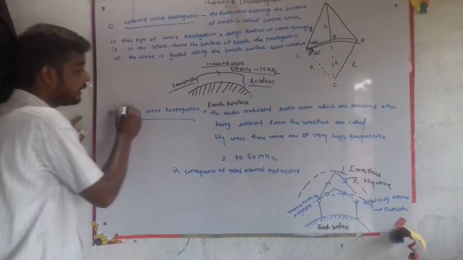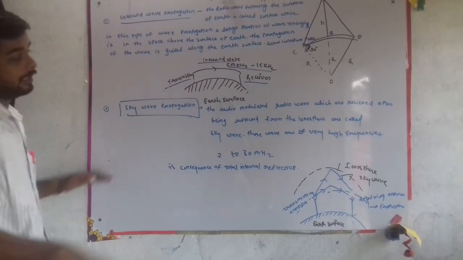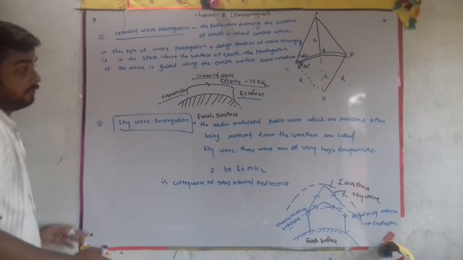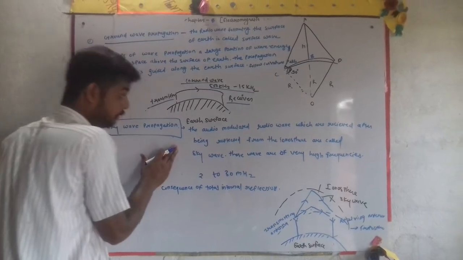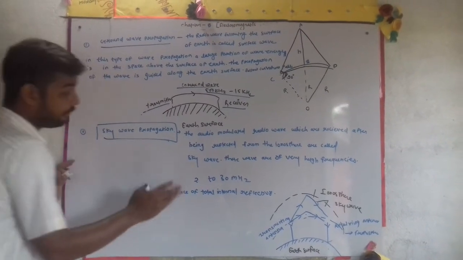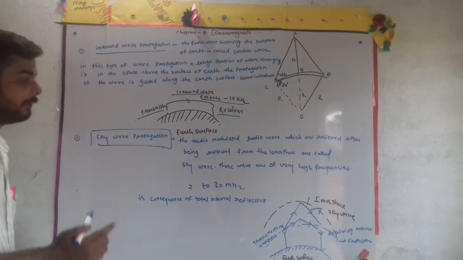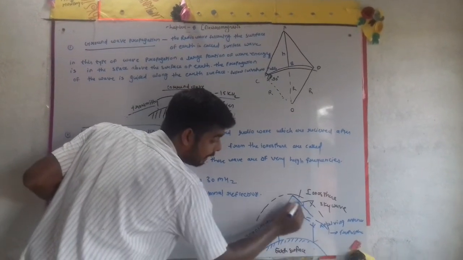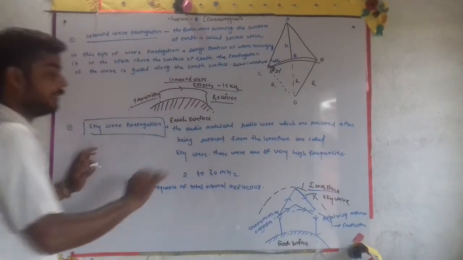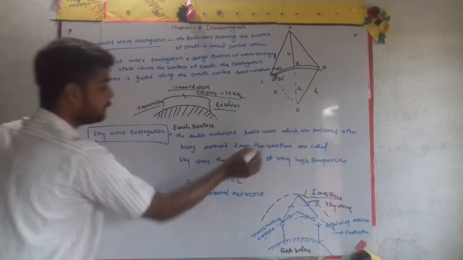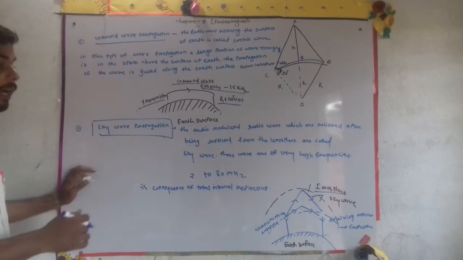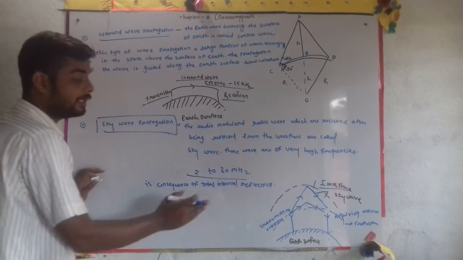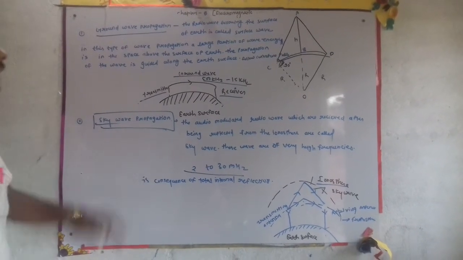But if we talk about sky wave propagation, this is our audio modulated radio wave, which is received after being reflected from the ionosphere. This is our ionosphere. Waves reflected from the ionosphere are called sky waves. These waves are of very high frequency, 2 to 30 megahertz. This frequency is very high, that's why they are sky waves.